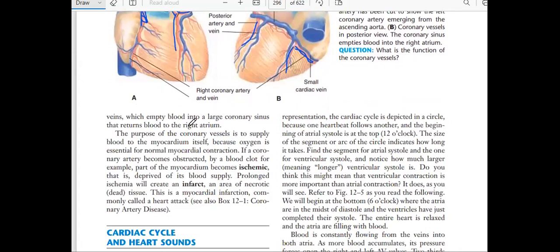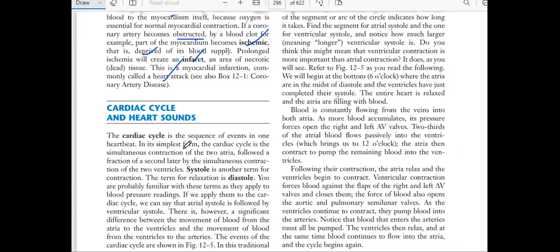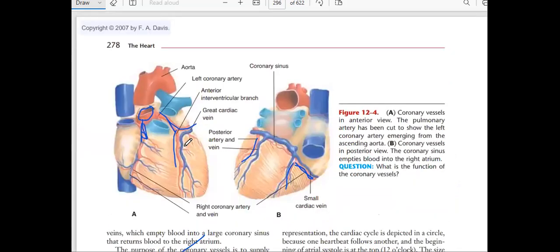The purpose of coronary vessels is to supply blood to the myocardium itself, because oxygen is essential for normal myocardial contraction. If your coronary artery becomes obstructed by a blood clot, for example, part of the myocardium becomes ischemic, that is, deprived of blood supply. Prolonged ischemia will create an infarct, an area of necrotic tissue. This is myocardial infarction, heart attack. So I think you understood the coronary artery.